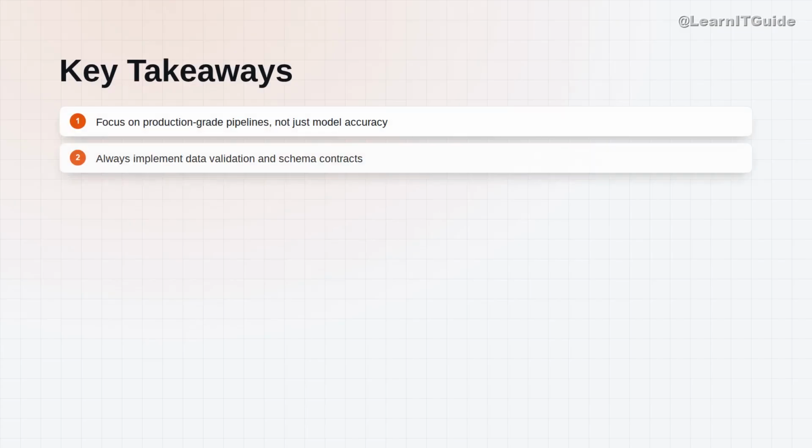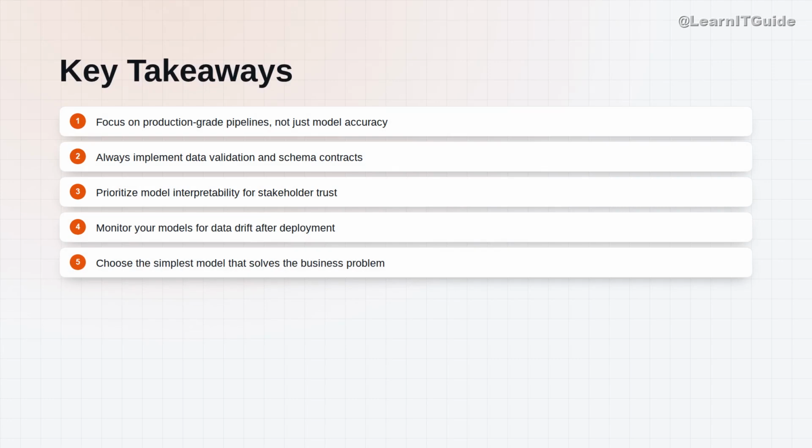To recap, focus on production-grade pipelines, not just model accuracy. Always implement data validation and schema contracts. Prioritize interpretability so your stakeholders trust the output. Monitor your models for data drift constantly. And finally, always choose the simplest model that solves the business problem. Remember, you are building tools to solve problems, not just writing code.